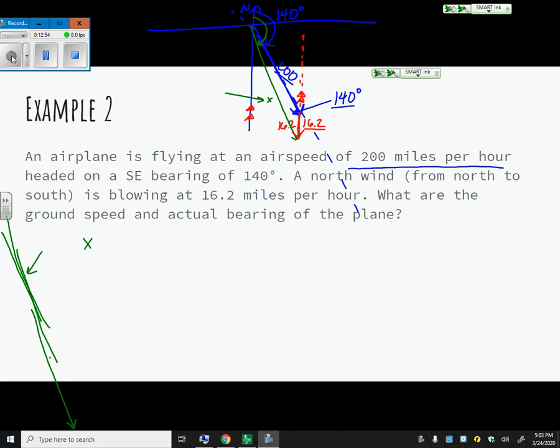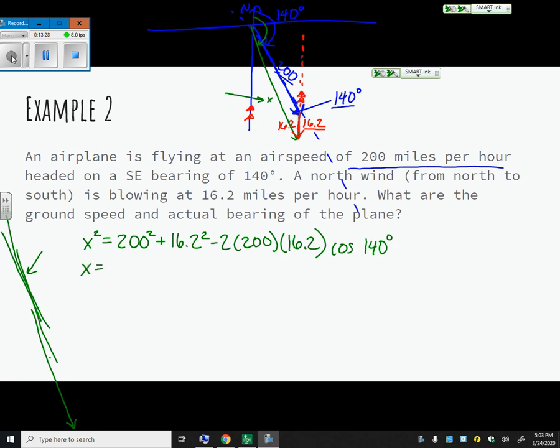Okay, so I'm digging in my back pocket here. You see, x squared equals, let's see, that would be the two speeds I'm given. That would be my airplane speed squared plus my wind speed squared, minus 2 times 200 times 16.2, and then cosine of the angle between them, which I had to get from alternate interior angles. Wow. Okay.